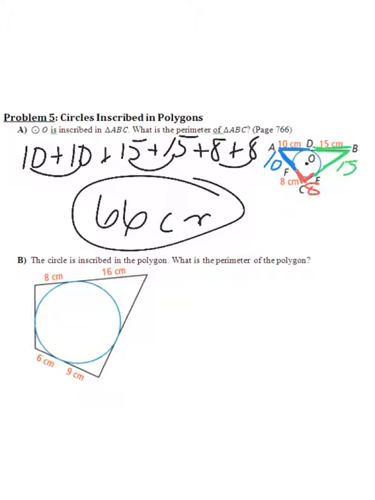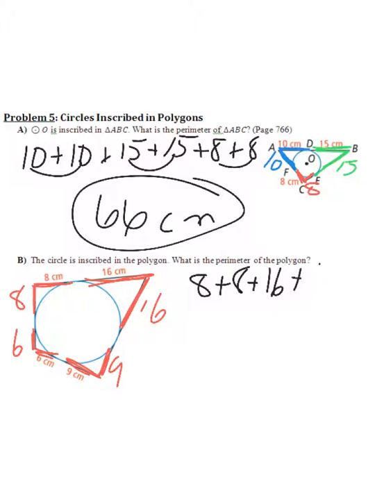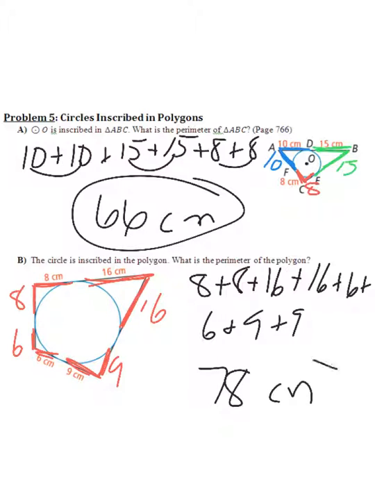Same thing here. If this distance is 8, then this distance is 8. If this is 6, so is this. If this is 9, so is this. If this is 16, so is this. So I'll need to add them up: 8 plus 8 plus 16 plus 16 plus 6 plus 6 plus 9 plus 9. And when I do that, I get 78 centimeters.